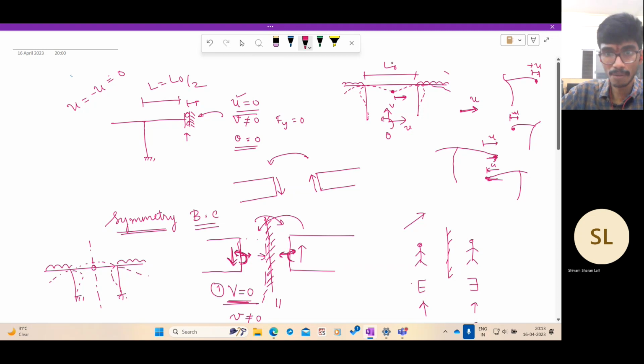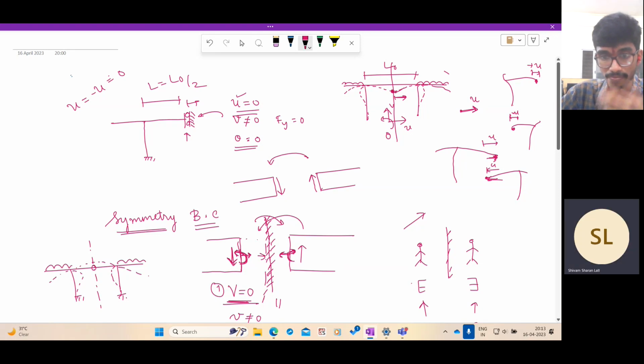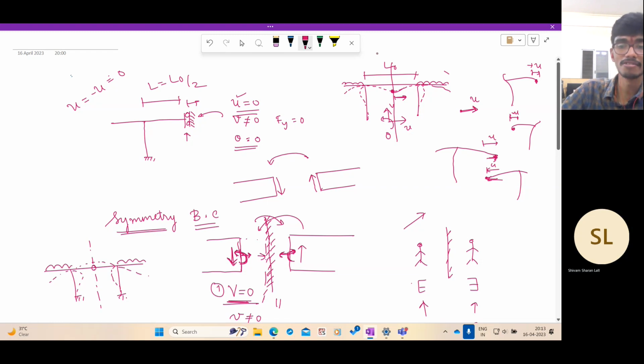Symmetric means basically if you keep a mirror, whatever the deflection on one side will be seen in the mirror. That's what it means. Since the loading condition is unsymmetric, if we cut it out, it is in an unsymmetric form. Okay, you should see symmetry before cutting. So cutting we do only if there is symmetry, right?